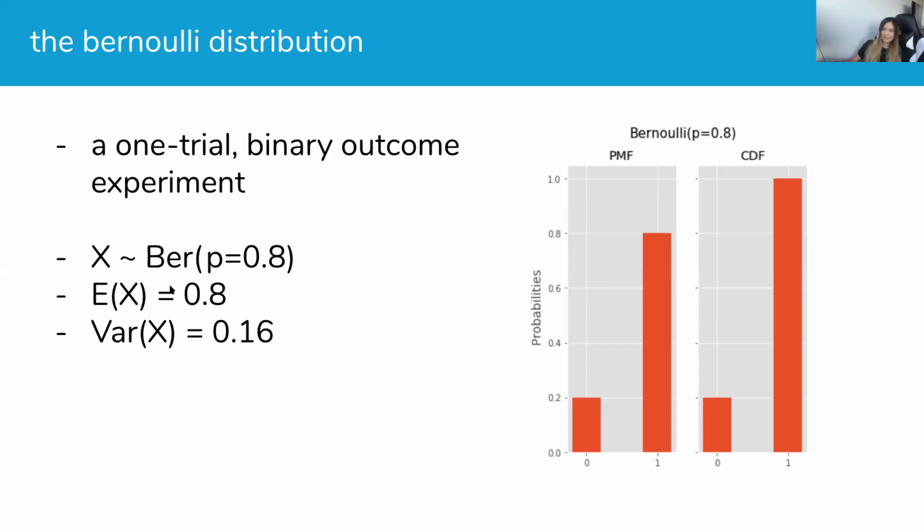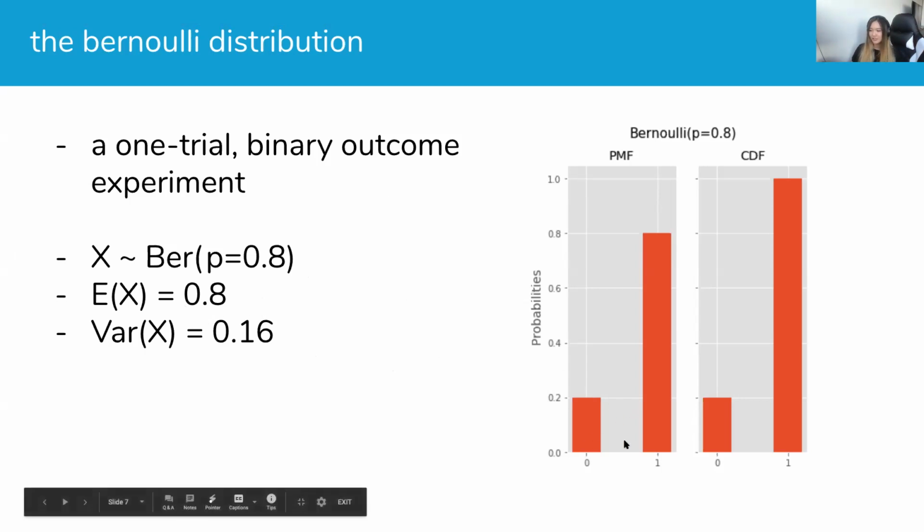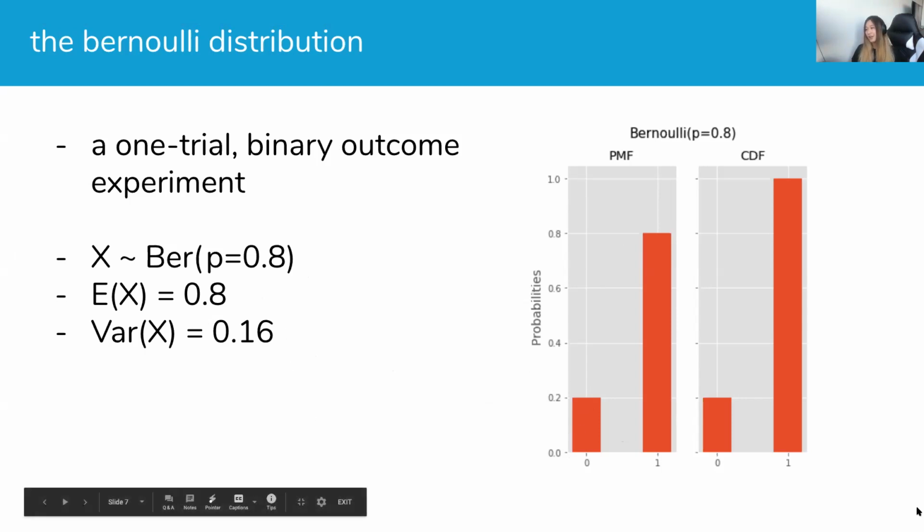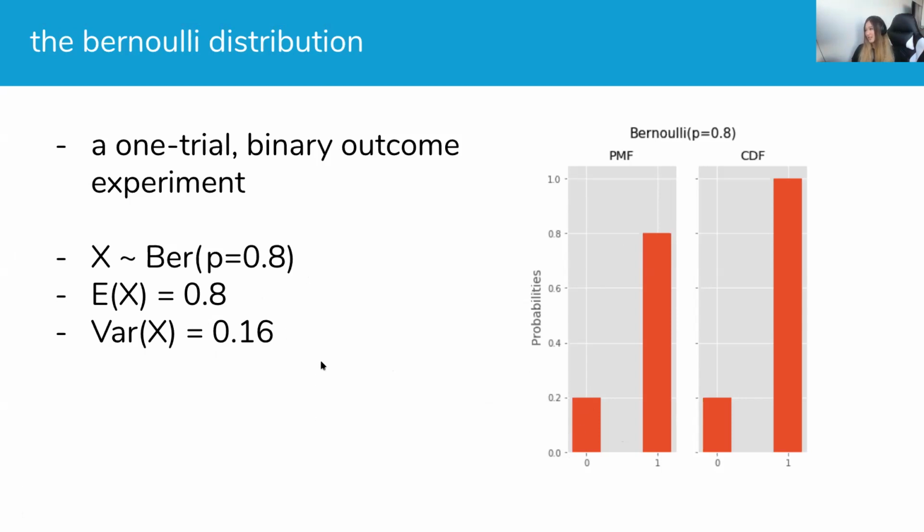So in this case, the expected value is 0.8. Literally the average value is 0.8, because you have a 0.2 chance of getting a 0, of failure, and a 0.8 chance of getting a 1. If you just plug it into the formula, you'll get 0.8. The variance of this, again, if you plug into the same formula, you will get 0.16.